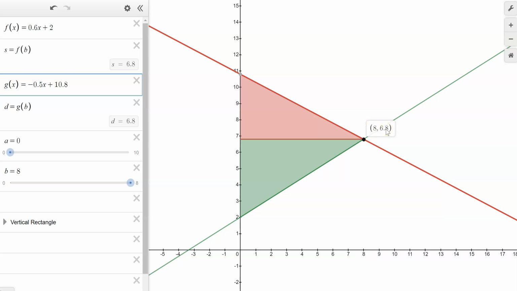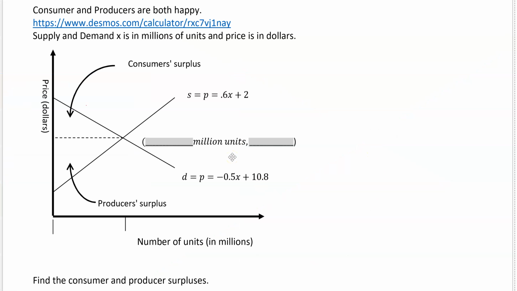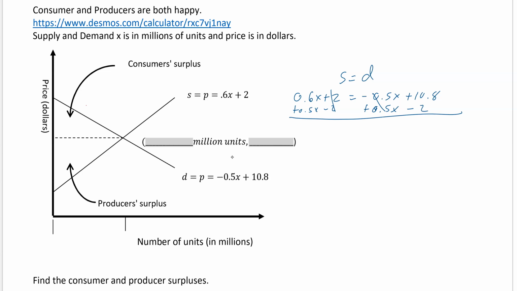But we also need to be able to do this analytically. So when our supply equation, sorry, this one, the green one, is equal to the demand equation, the red one. If we take our supply and set it equal to our demand, we get 0.6x plus 2 equals negative 0.5x plus 10.8. If we just solve this equation, it's a nice linear one, we end up with 1.1x equals 8.8, so x equals 8. So 8 million units is what we're going for.